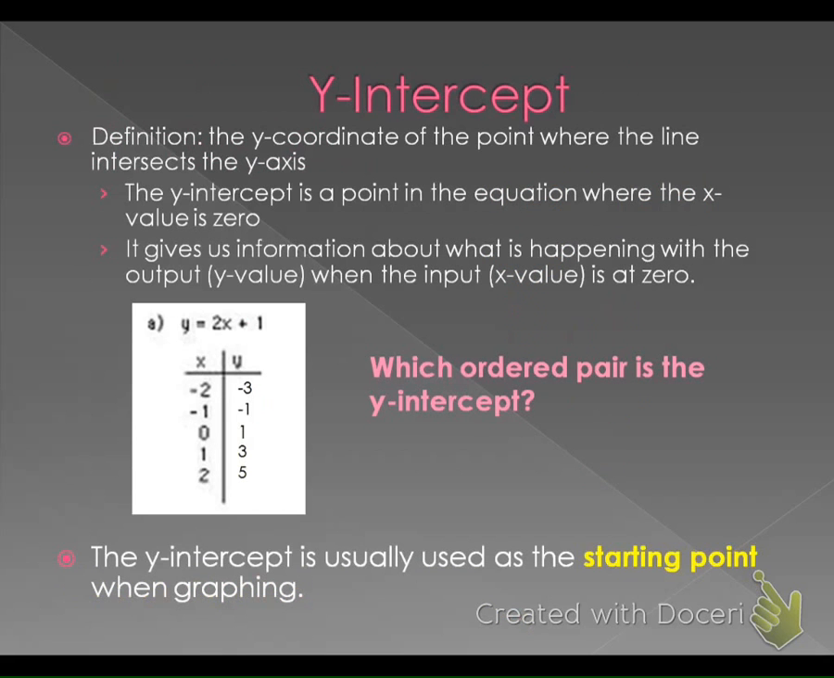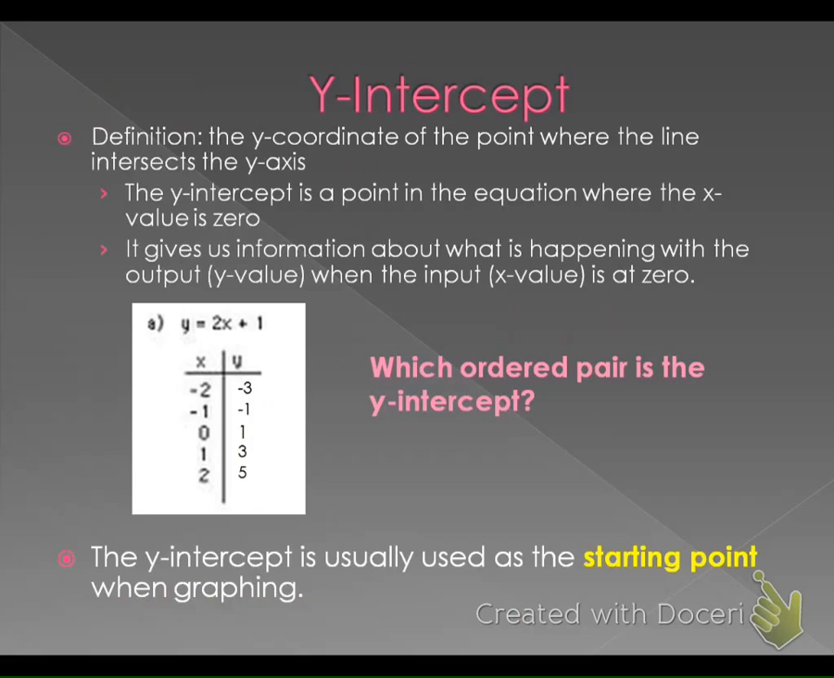When graphing an equation, it's often easier to always start with the y-intercept. Remember that the y-intercept is the y-coordinate of a point when a line intersects the y-axis. In other words, when x is equal to 0 is the y-intercept. So which ordered pair below is your y-intercept? Take a look at the graph.